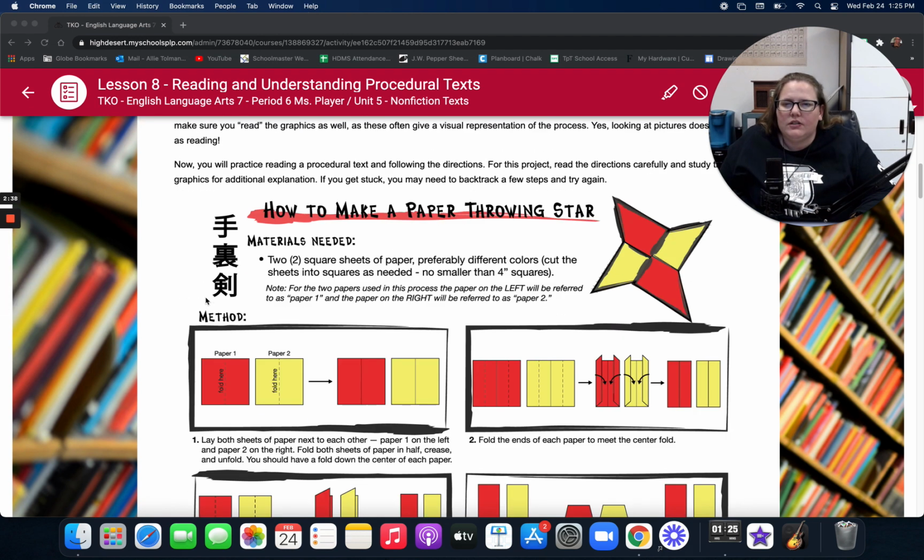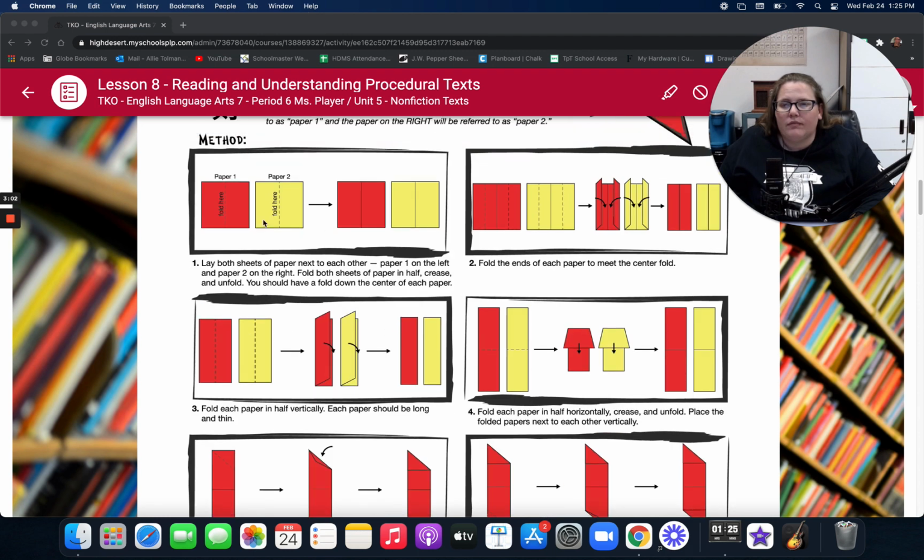So they are talking to you about how to make a paper throwing star. The materials you need are 2 square sheets of paper, preferably different colors. Cut the sheets into squares as needed, no smaller than 4-inch squares. Here's a note. For the 2 papers used in this process, the paper on the left will be referred to as paper 1, and the paper on the right will be referred to as paper 2. So you're going to lay both sheets of paper next to each other, paper 1 on the left and paper 2 on the right. Okay?